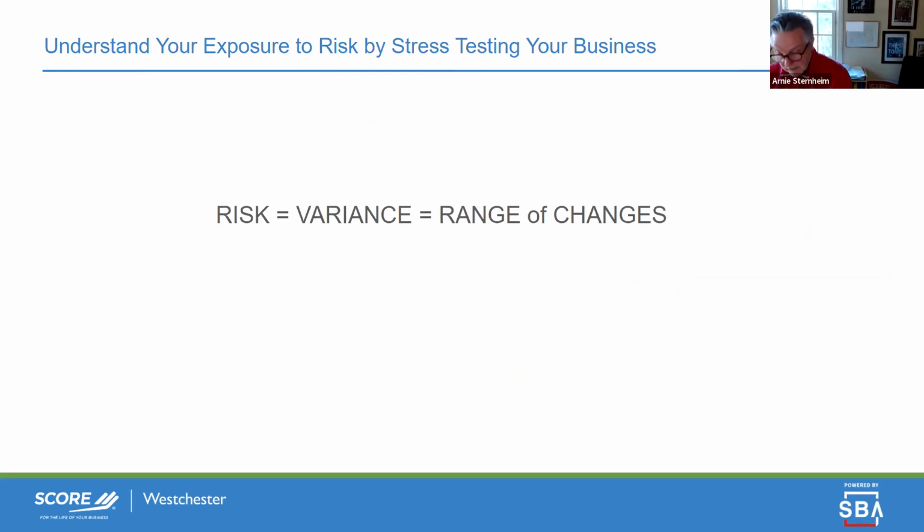Risk, as defined by a professional, by a risk manager, is variance, the range of changes that can be expected. What does this mean for you? Is your particular business, your particular industry, more likely to perform like stock A or the more volatile stock B? Is your business more or less volatile? Are your costs and revenues volatile?